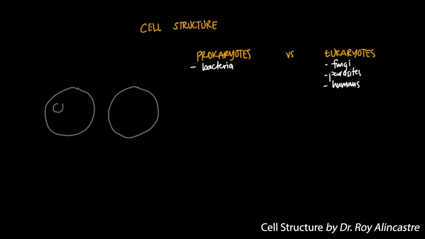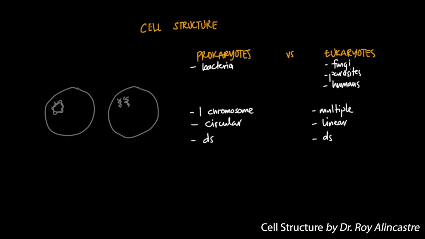So first, the chromosomes. Now, prokaryotic cells usually only have one chromosome, and it is in circular form. Eukaryotes, however, have multiple chromosomes, and the chromosomes are linear. Take note also that if you do find a prokaryotic cell with multiple chromosomes, most likely it is a growing cell about to divide. Prokaryotic cells have double-stranded chromosomes. Eukaryotes also have double-stranded chromosomes. So this is one area that both have similarities.